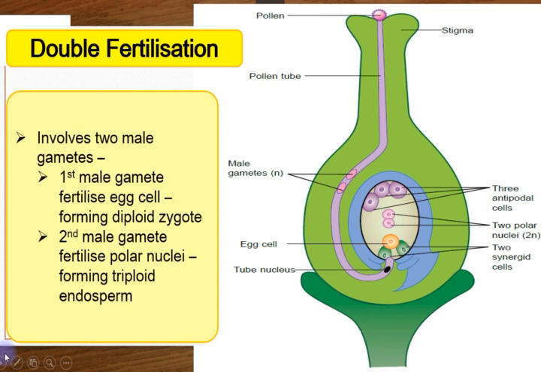Let's take a look at double fertilization. We already learned it in 6.3. So what is double fertilization? It is a fertilization that involves two male gametes. The first male gamete fertilizes the egg cell, forming a diploid zygote, which is 2N. The second male gamete fertilizes the polar nuclei, forming the triploid endosperm, which is 3N. That is referred to as double fertilization. Today we are going to discuss what happens after double fertilization occurs.